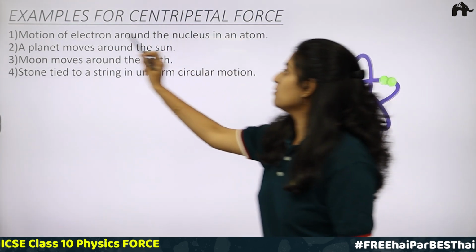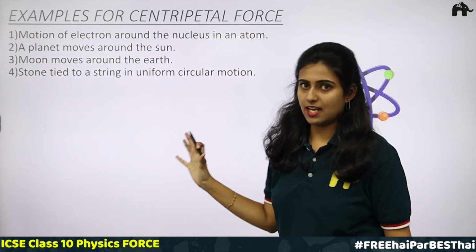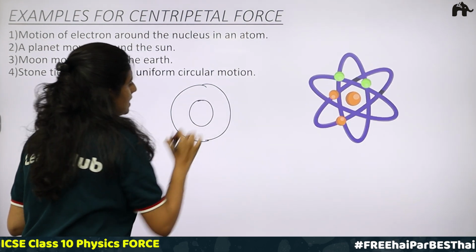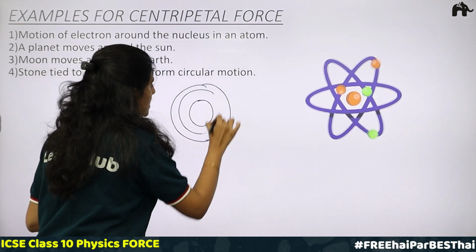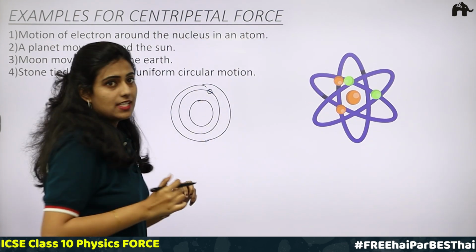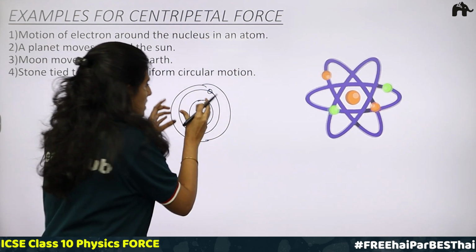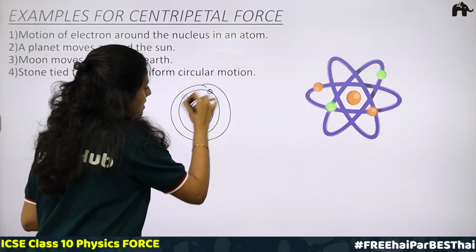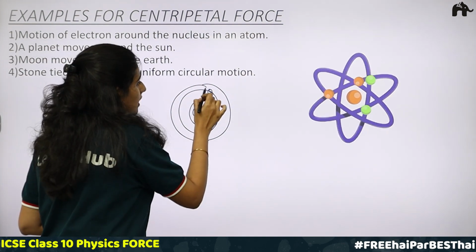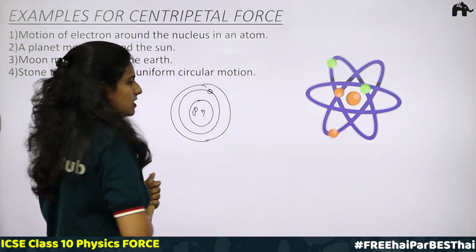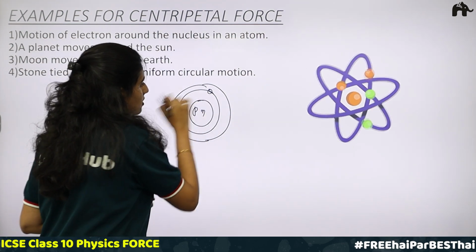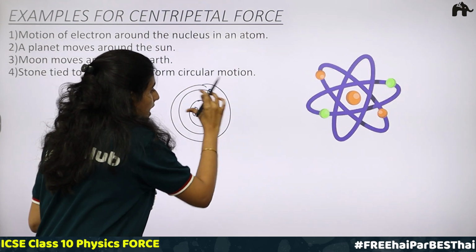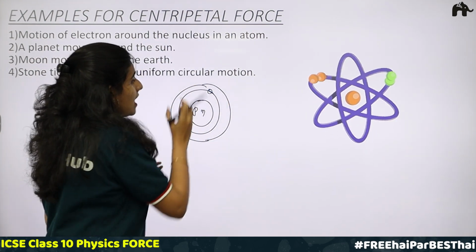The first example is motion of electron around the nucleus in an atom. We know inside an atom, there is a positively charged nucleus and the electrons are revolving around the nucleus in circular orbits. Okay, this nucleus consists of protons and neutrons. Electrons are revolving in orbits around the nucleus. Now, why don't the electrons collapse into the nucleus? What is the reason? There is some force which holds the electrons and helps the electrons to move in the circular path. There is a force of attraction between the positively charged nucleus and the electrons.